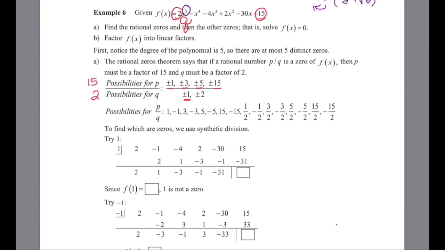When we divide them by 1, we still get whole numbers. We also have the possibilities of taking those values and dividing by 2. So positive and negative 1/2, positive and negative 3/2, positive and negative 5/2, and positive and negative 15/2. Those are a lot of possibilities.